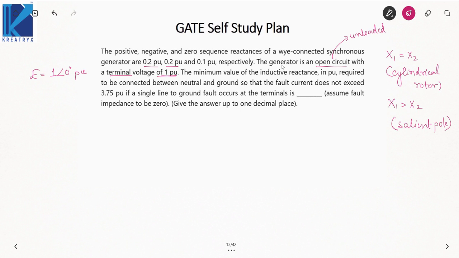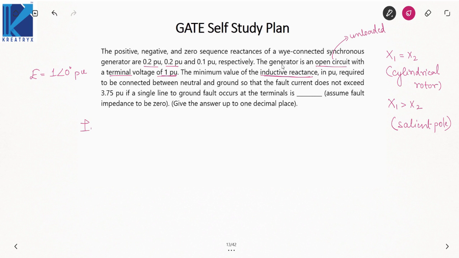So whenever you see such kind of line, it should directly click in your mind that EMF will be 1 angle 0. It is asking the minimum value of inductive reactance required to be connected between neutral and ground so that fault current does not exceed 3.75 pu for SLG fault. Okay. So it is asking us the neutral reactance. And one more thing that you have to take care is whether it is asking inductive reactance or resistance. In some of the problems, in order to trick you, it will ask the value of resistance.